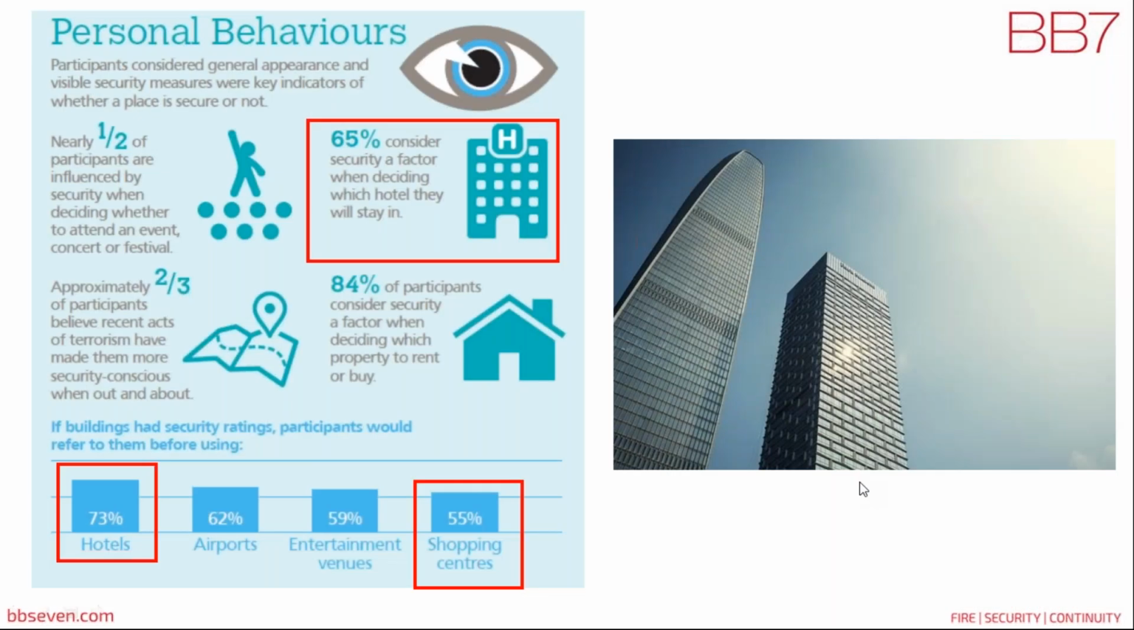Now, the need to be secure is one of our primary needs in life. According to Maslow's hierarchy of needs, security is second only after shelter and the basics of food and water. And that primal need to be secure remains with us today.